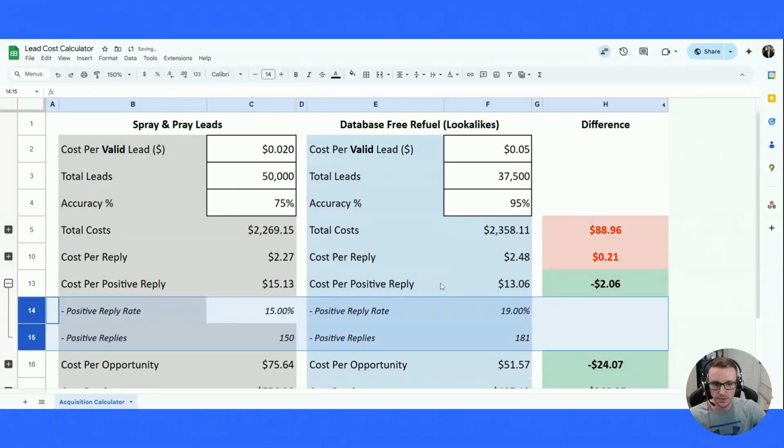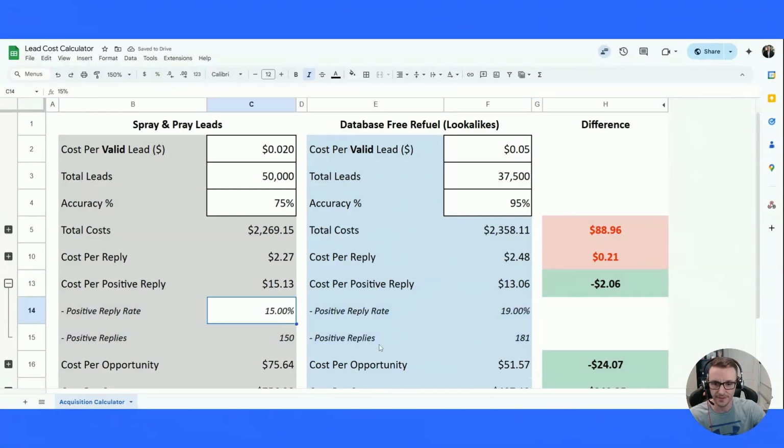So let me show you a little bit of the math. Instead of getting a 15% positive reply, we can confidently assume that we're going to have a lift on our positive replies. Basically the lift is the accuracy here on our better lead data divided by the accuracy over here, times our positive reply rate. So we see a slight improvement on positive replies, which makes sense, right?